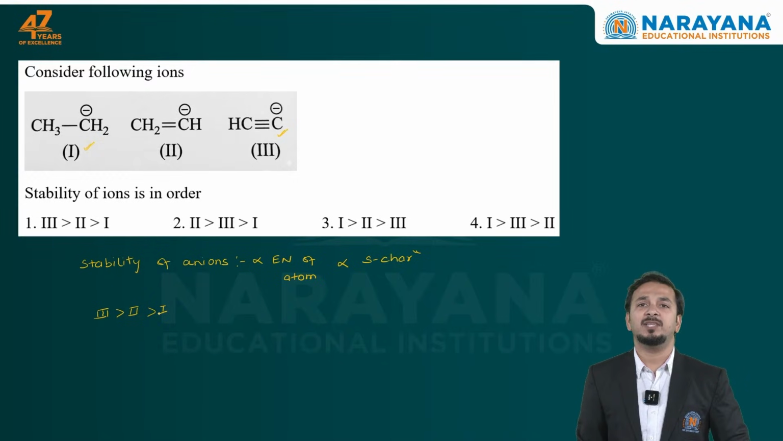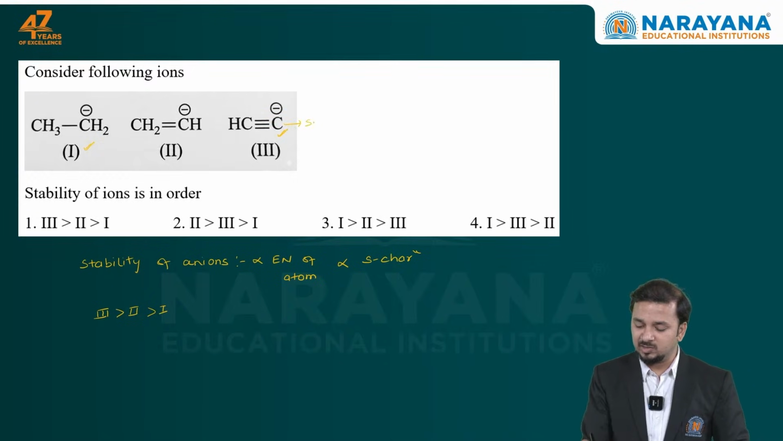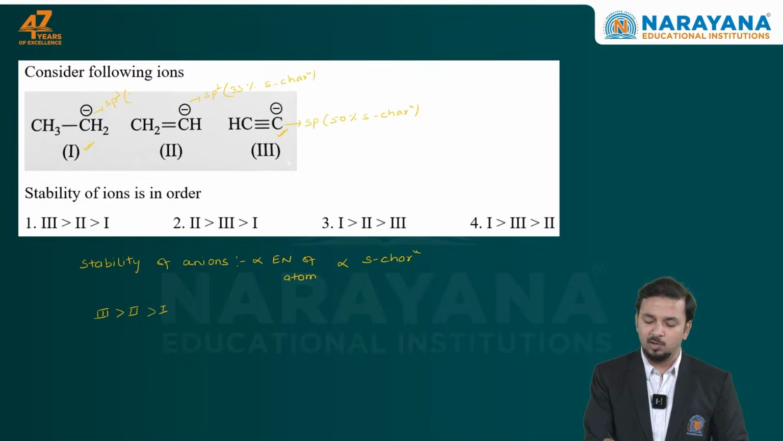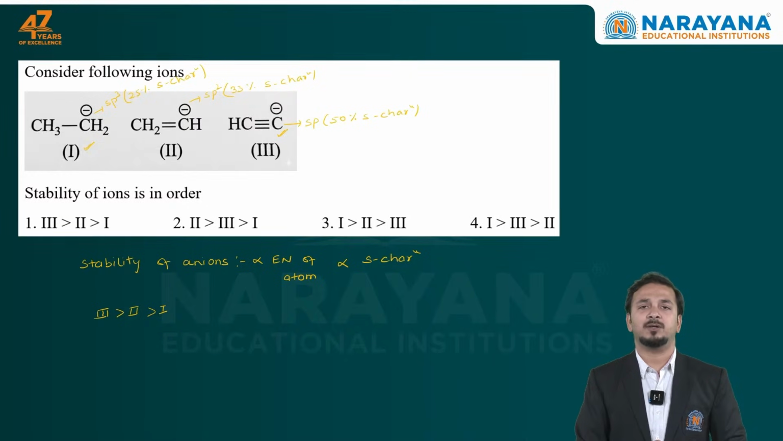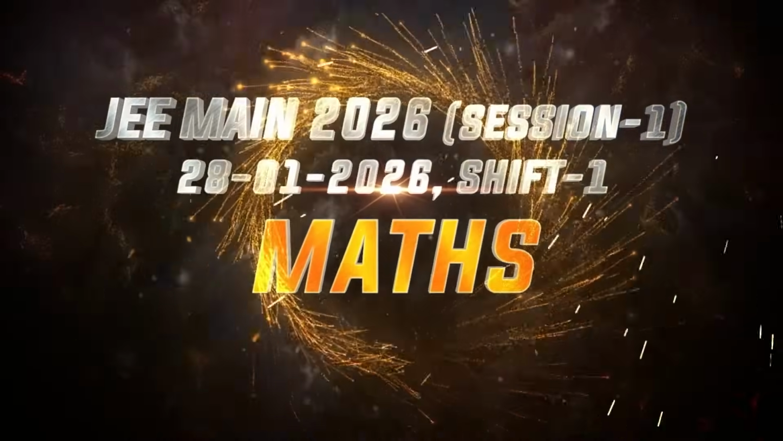Now how can we check the S character? So we can say this carbon is having sp hybridization, which means 50% S character. This carbon is sp2 hybridized, which means it is having 33% S character, and this carbon is sp3 hybridized, which means 25% S character. So this question I will rate it as easy question because this is directly based on the stability of anion, which ultimately is proportional to electronegativity of the atom or the S character. Let's see some other questions from mathematics.